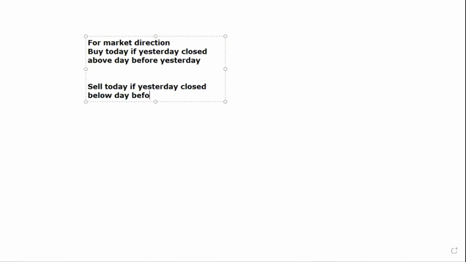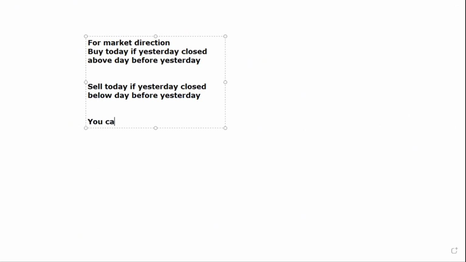the previous day. Two days ago, closed above the previous day. Buy today if yesterday closed above the day before yesterday. So today, if yesterday closed below the day before yesterday, you see the rule?